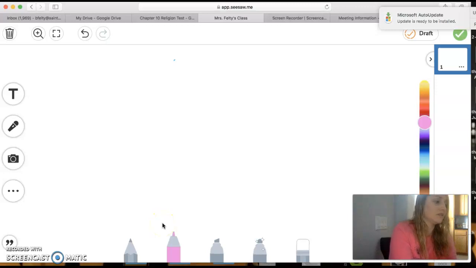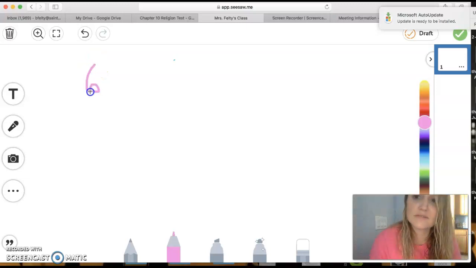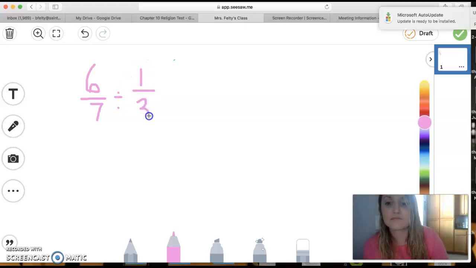I'm going to look at a couple of the examples if you want to work them out with me on page 279. All right, so let's do number 15. So we have 6 over 7 divided by 1/3. So again, here, we got to find the reciprocal of this number. So we have 6 over 7. Flip the second number, and you're going to multiply.